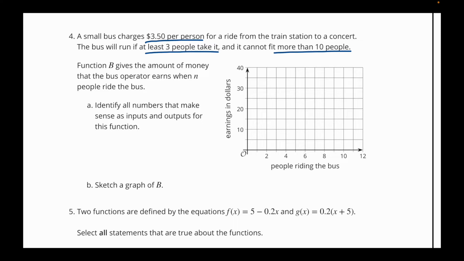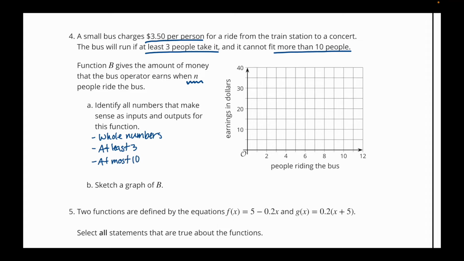So function B is going to give us the amount of money when n number of people ride the bus. So we're going to identify all numbers that make sense as inputs and outputs. So since this is people, we are going to use whole numbers. So I'm just going to write myself that note here. Whole numbers. So we want also at least 3 and at most 10.